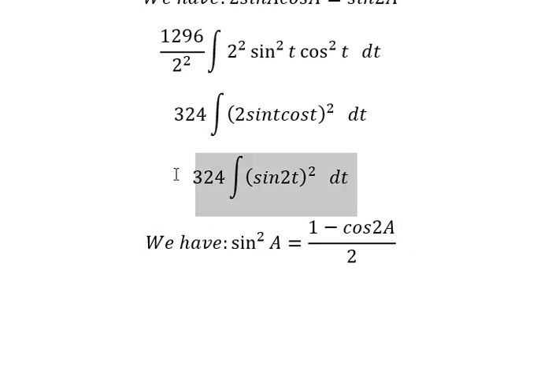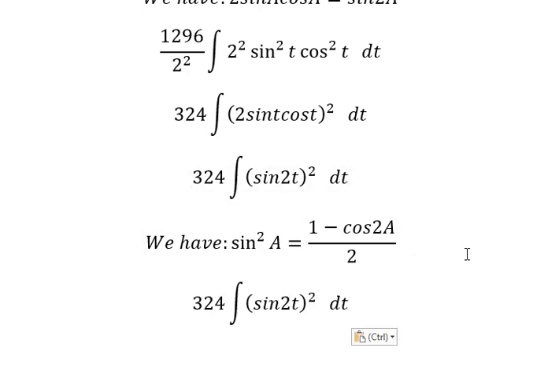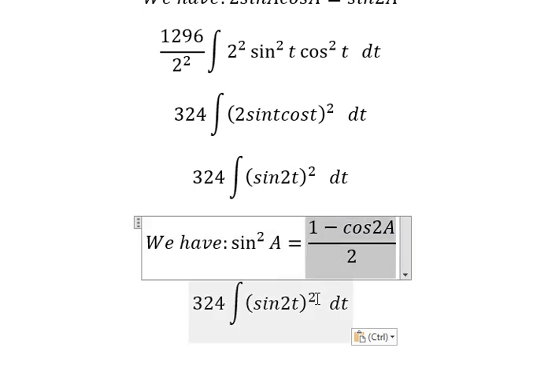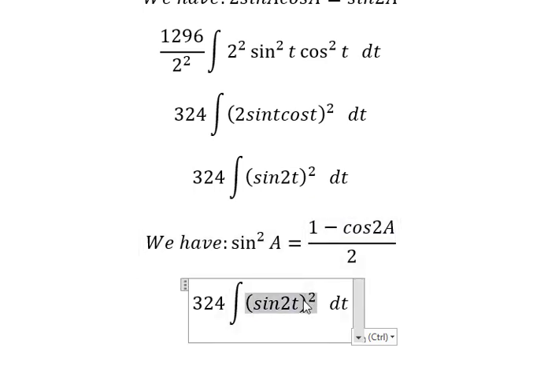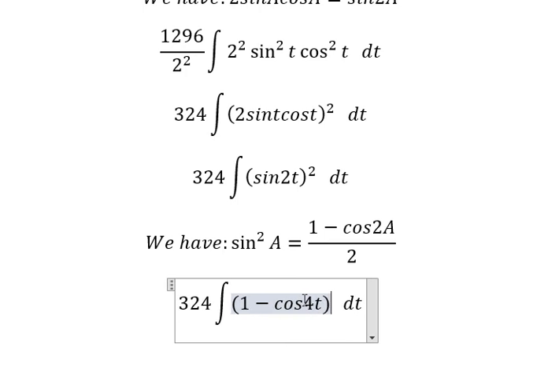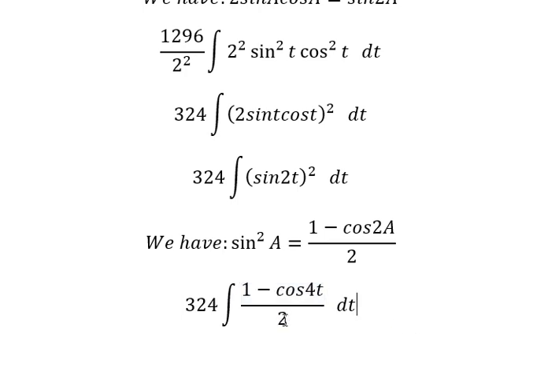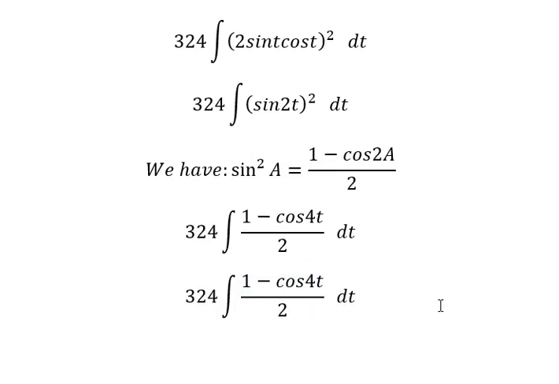So capital A represents 2t. So if we change to this one, you will have 1 minus cosine 4t over 2. And now 324 divided by 2, you get 162.